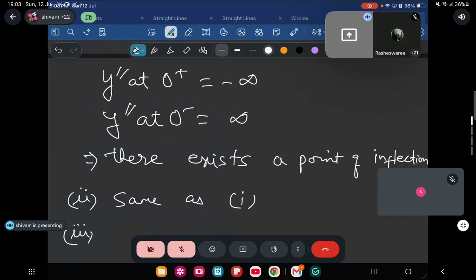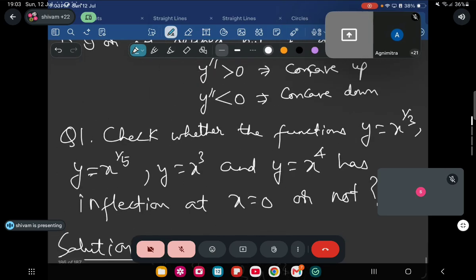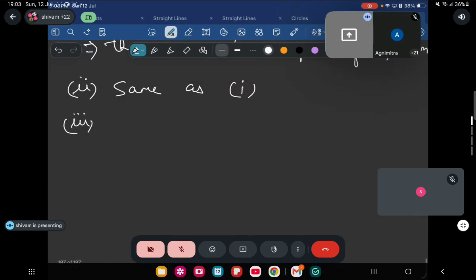This is for all the functions. Tell me, whatever you wrote. Hello, Agnimitra, can you hear me? Is this for all the functions? Okay, Rishabh. No, sir, for the first two. For the first two. What about the third one? Third one is y equal to x cube. Let's see what will happen for y equal to x cube.